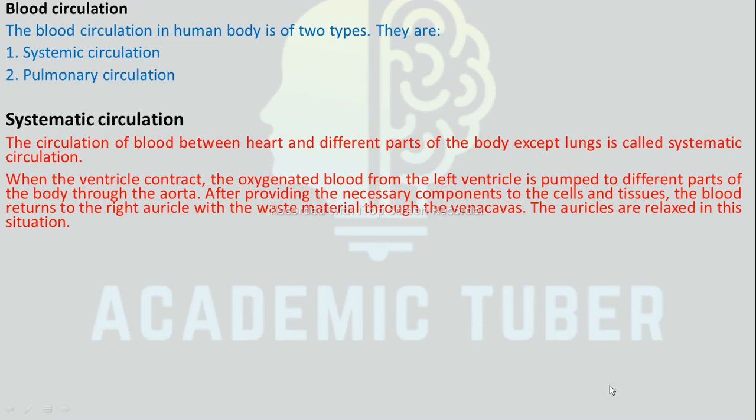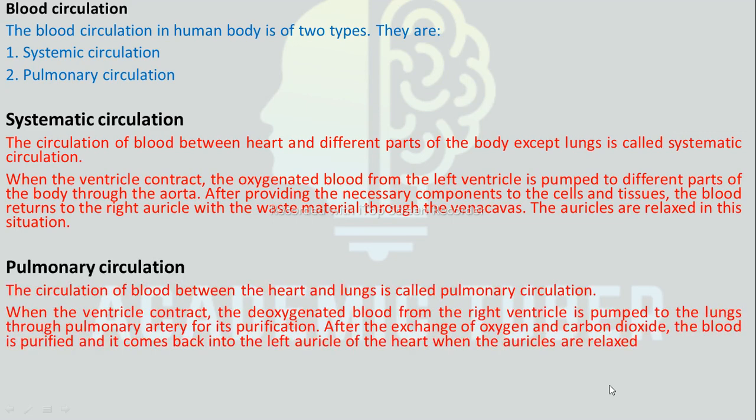When the ventricle contracts, the oxygenated blood from the left ventricle is pumped to different parts of the body through the aorta. After providing the necessary components to the cells and tissues, the blood returns to the right auricle with the waste material through the vena cavas. The auricles are relaxed in this situation.